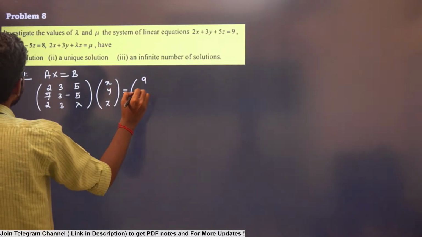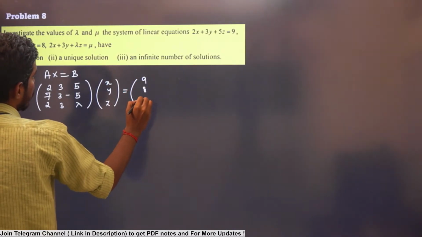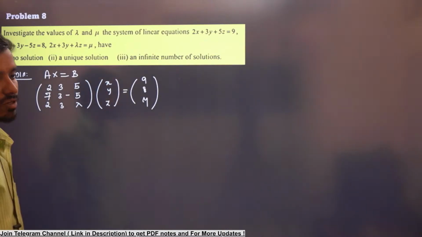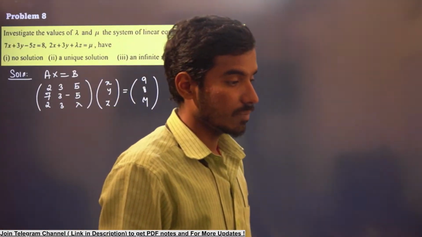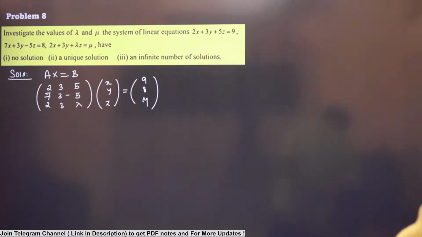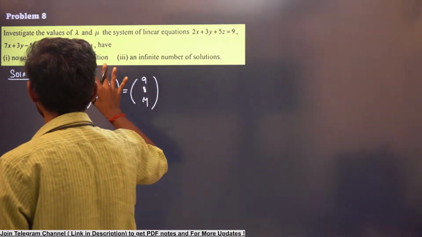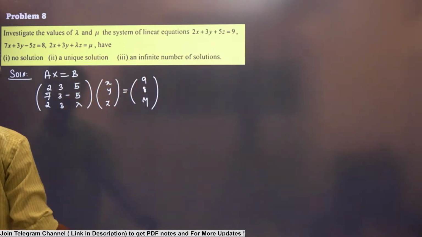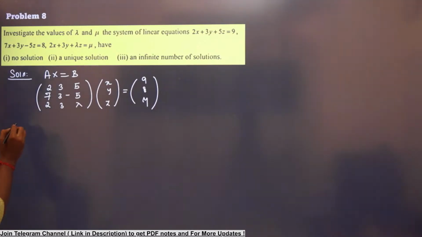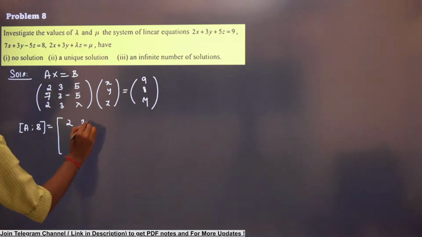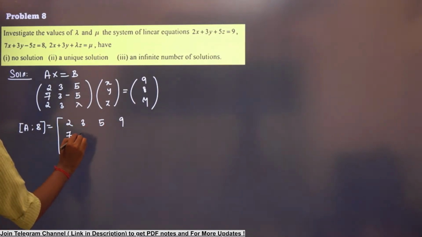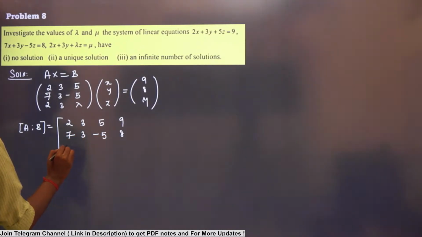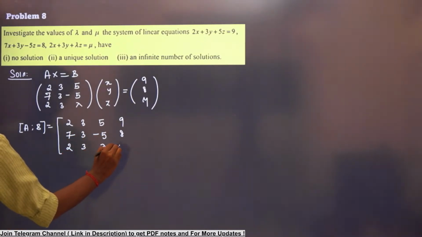B is the output 9, 8, mu, right? See, there are 3 questions here. What values of lambda and mu should be inserted to get a unique solution? What values of lambda and mu should be inserted to get infinitely many solutions, and to get no solution? So first we will form an augmented matrix, which is 2, 3, 5, 9, 7, 3, minus 5, 8, 2, 3, lambda and mu.